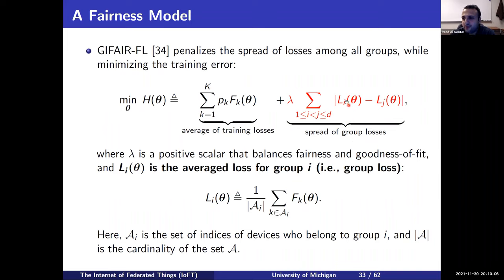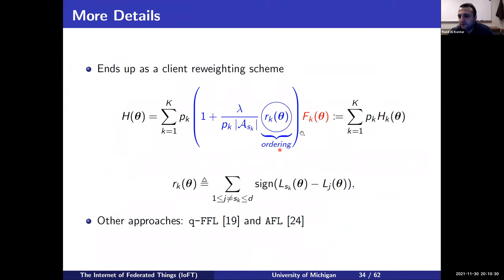So let's assume you have two groups, okay? Two ethnicities. Let's make sure that the average loss over clients that belong to this ethnicity and clients that belong to this ethnicity, let's encourage them to be close to each other. Let's encourage them to be close. And this is just by adding this L1 regularization. And it turns out, interestingly, that this formulation is equivalent to changing P, or doing client reweighting.